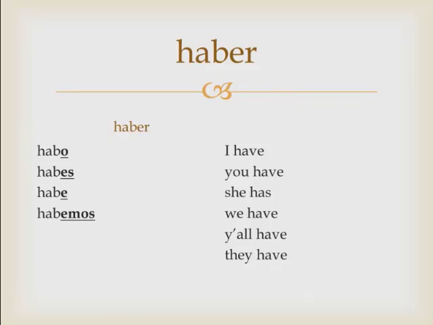It would just be habo, habes, habe, habemos, habéis, and haben. But it's not. It's an irregular verb in the present tense. So instead of habo for I have, it's going to be he. He, has, ha, hemos, habéis, han. Remember, you don't pronounce the H at the beginning of the word. You don't say hola, you say ola. That's going to be a verb that just means to have, I have, you have, she has, etc.